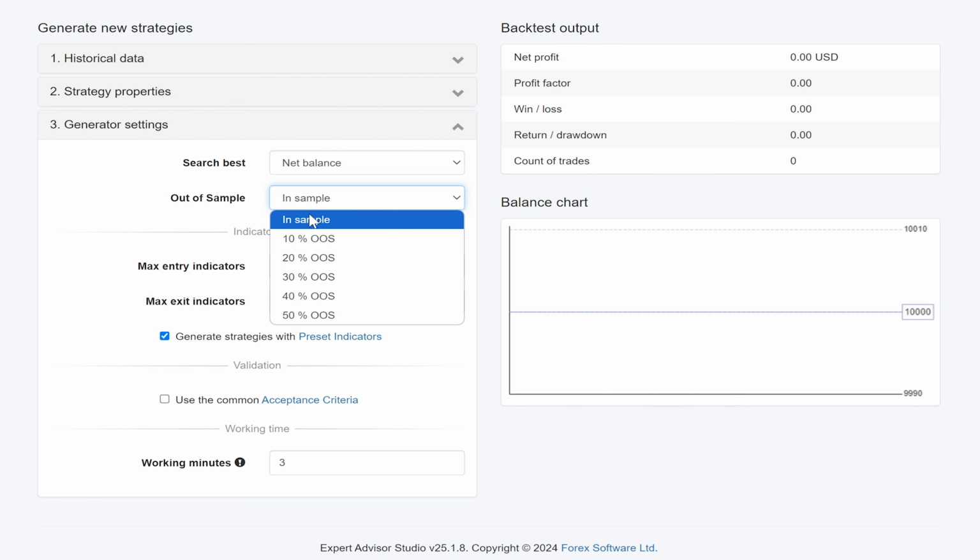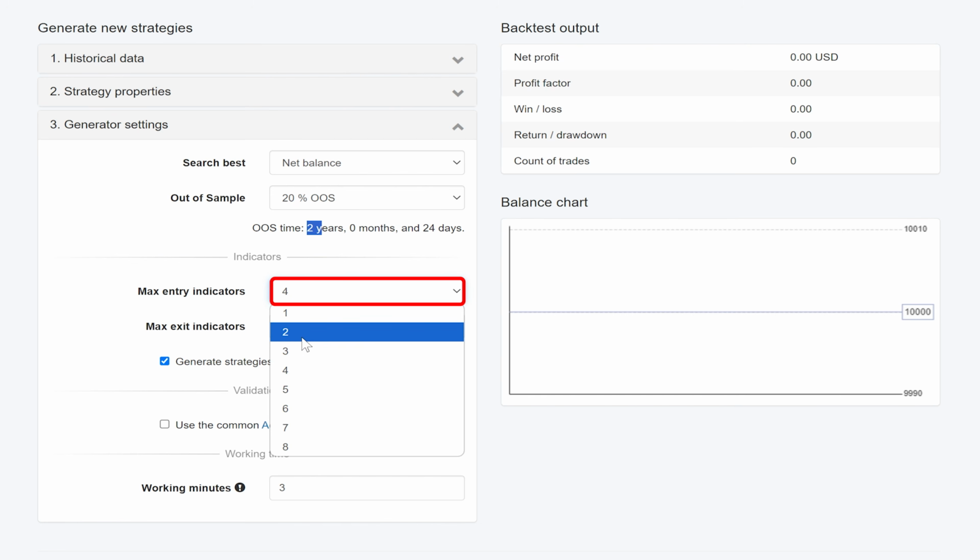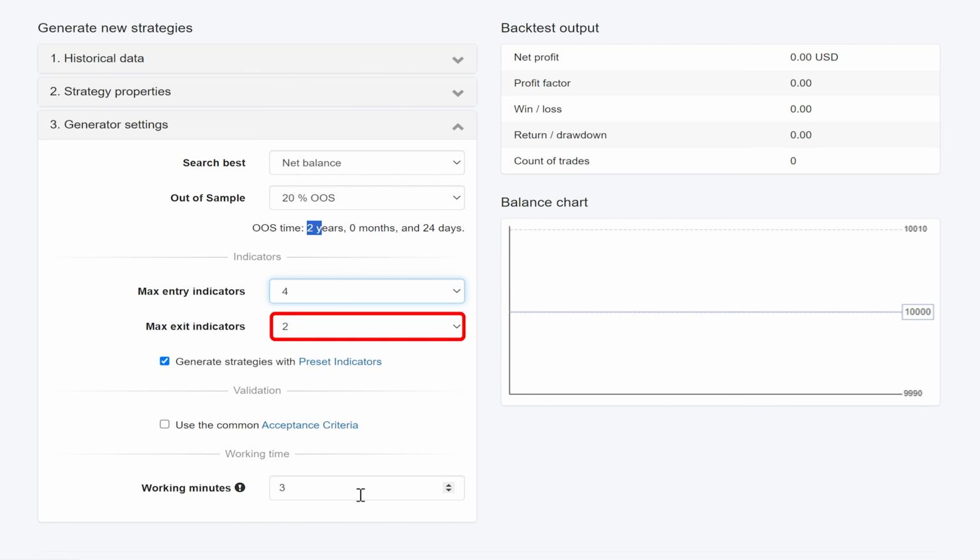we're able to specify if we want to use the whole sample of the data we've specified, the data range, or if we want to use some out of sample. I always use out of sample, 20%. You can see here we've used about 10 years to generate in this 20% out of sample time. And we can select different numbers of entry and exit indicators.